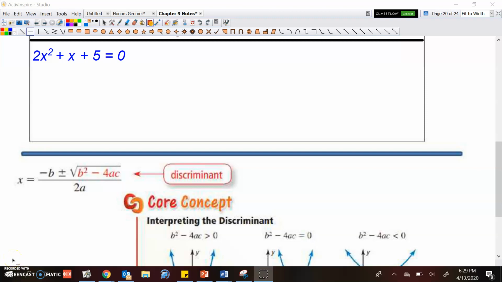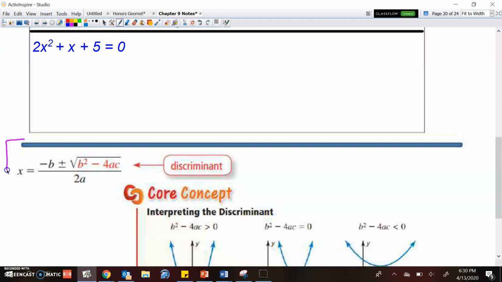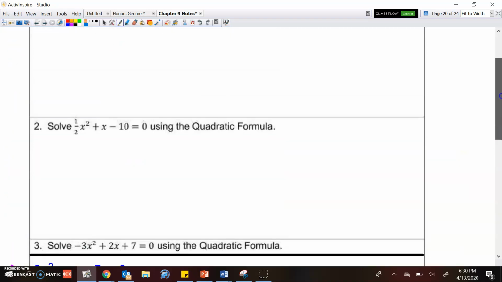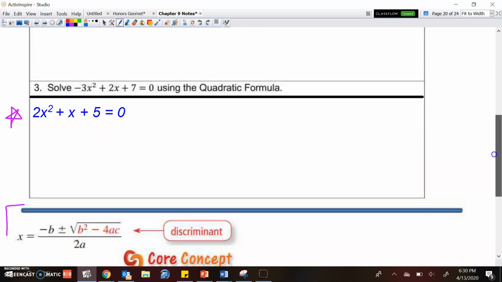Hi everyone. Okay, so we're going to continue with lesson 9.5. We're going to start down here, where it says core concept, discriminant. But I put this equation in up above. So if you just scroll up, these are the three we already did.